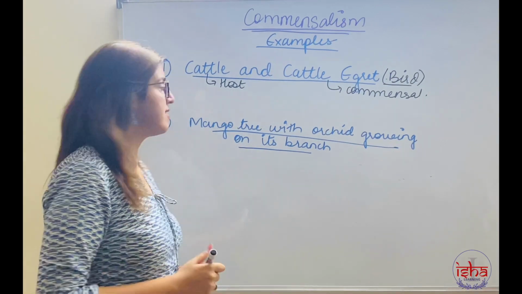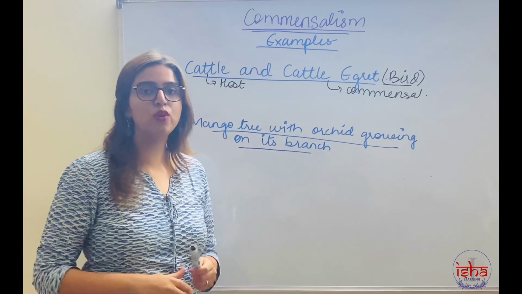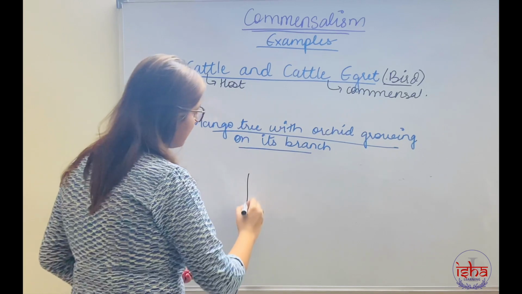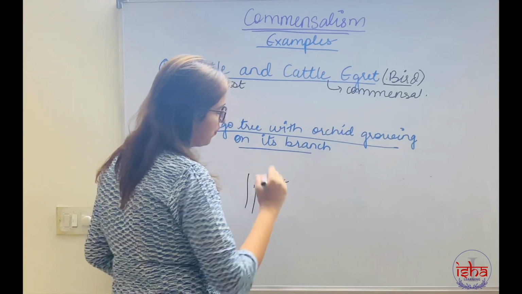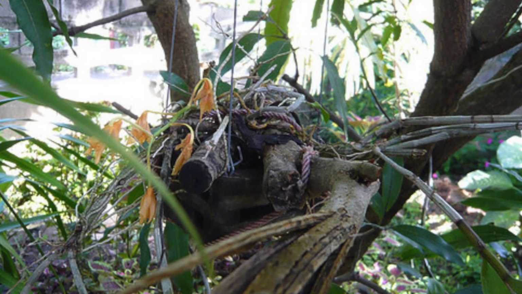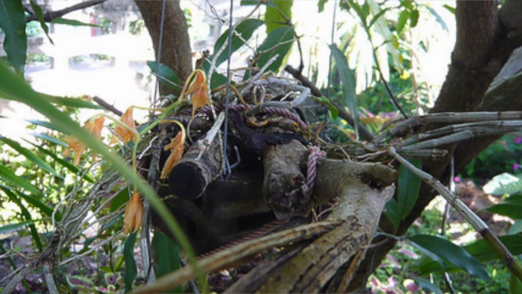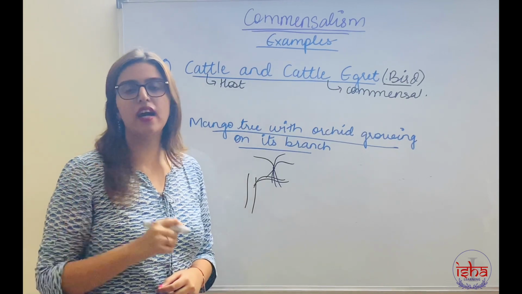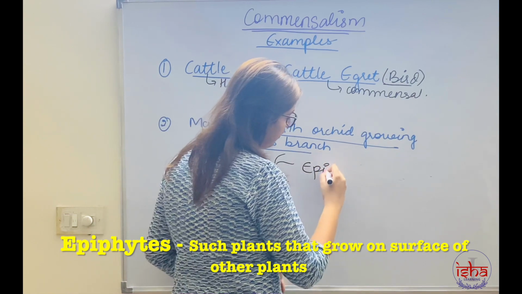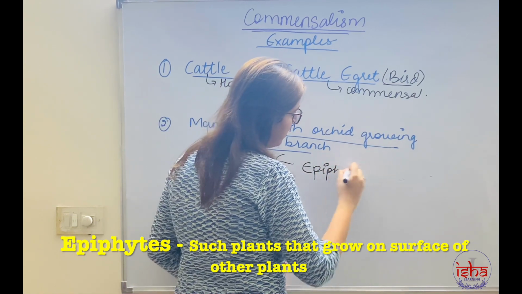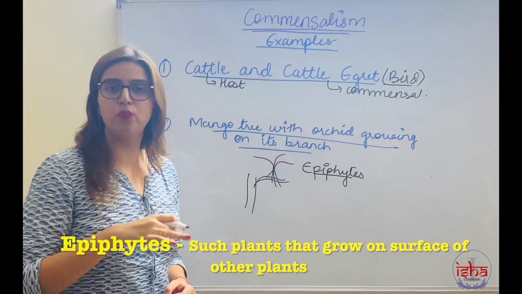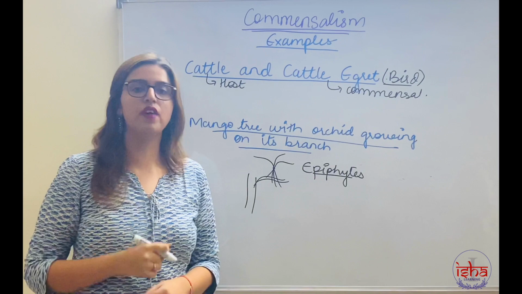Okay, another such example is of a mango tree with an orchid plant growing on its branch. Isn't it interesting? Let's say this is a mango tree and it's its branch. यहाँ पे एक orchid का plant grow करता है. Such plants that grow on another plants instead of the soil are known as epiphytes. What are epiphytes? ऐसे पौधे जो कि सॉइल में ग्रो ना करके दूसरे प्लांट के ऊपर ग्रो करते हैं, that grow on the surface of other plants.